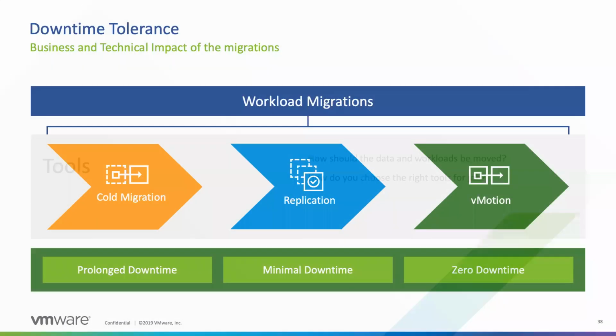So tools. If we think about, again, now we're getting more detailed. We've taken that and we've bucketized our workloads by downtime tolerance. And now we're starting to get a picture of how we're going to migrate those workloads. So we can do cold migration for workloads that can handle prolonged downtime. We can do replication, basically what we call bulk migration, for workloads that require minimal downtime. And then we can do live vMotion for workloads that require zero downtime. And that can be done a couple of different ways now.